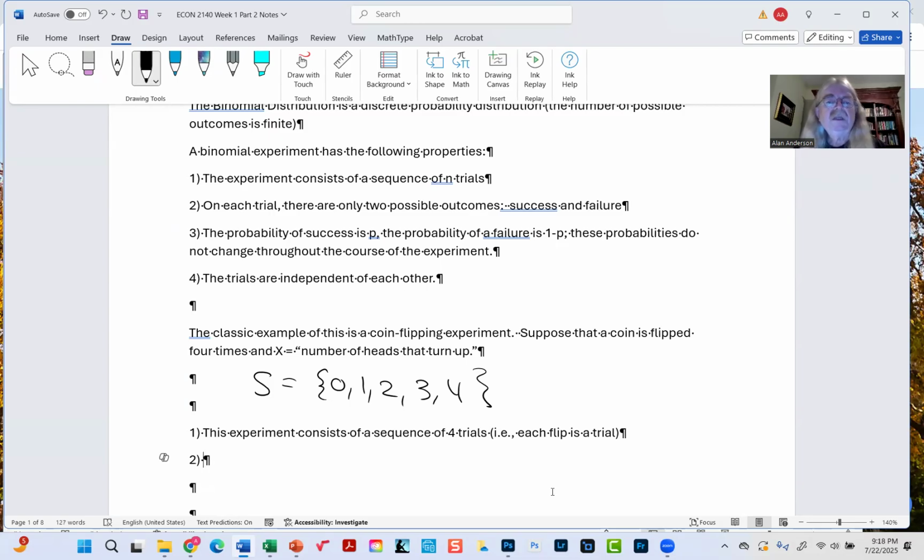Number 2, on each trial, there are only 2 possible outcomes. Now, because X represents the number of heads that turn up, it stands to reason that we'll let heads equal success and tails will represent failure.